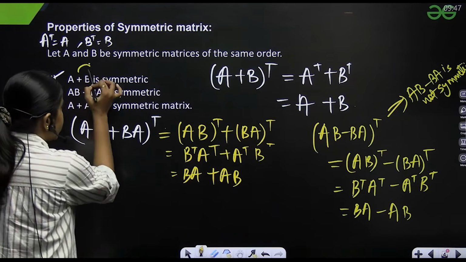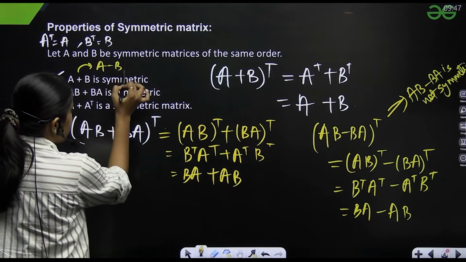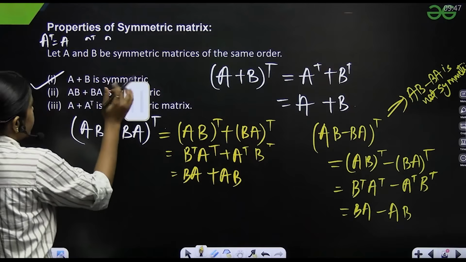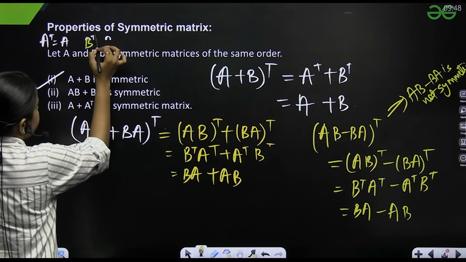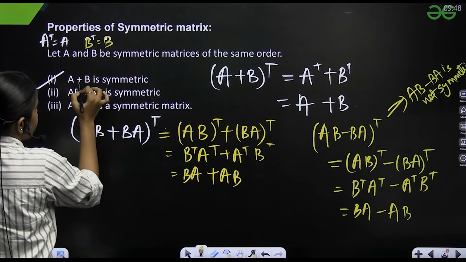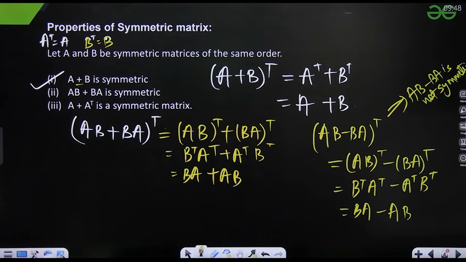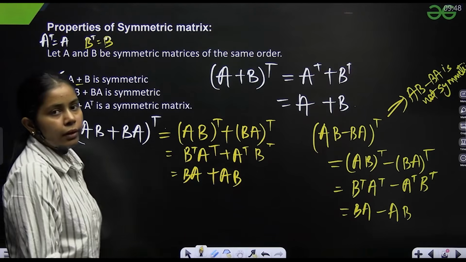But here you can check that A minus B would be symmetric, since B transpose is equal to B. So A plus or minus B is symmetric. Similarly, A plus A transpose is symmetric, right? You can just check by yourself now.